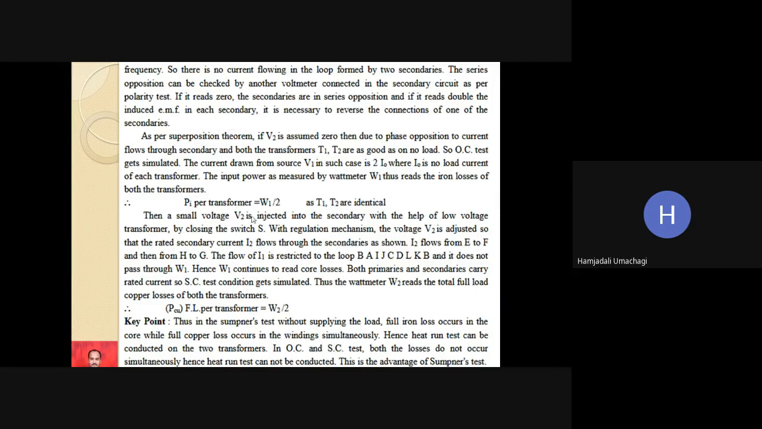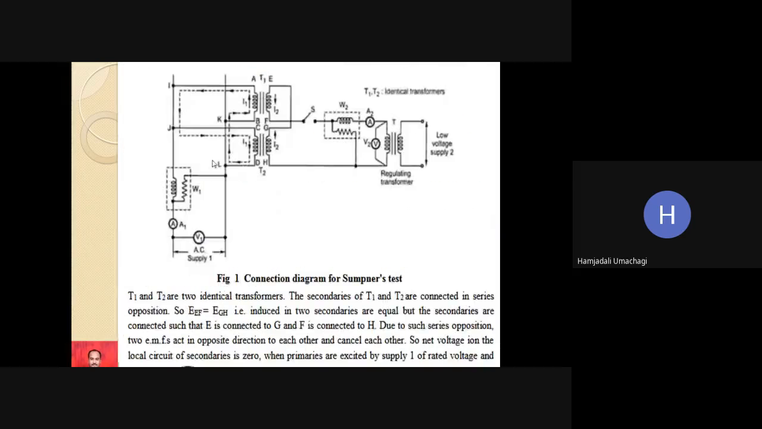Then a small voltage V2 is injected into the secondary with the help of a low voltage transformer by closing the switch. So after conducting the open circuit test, we should go for the short circuit test. Before conducting the short circuit test, we should check the voltage across the switch. Here we are connecting one voltmeter, so we should check that voltmeter.